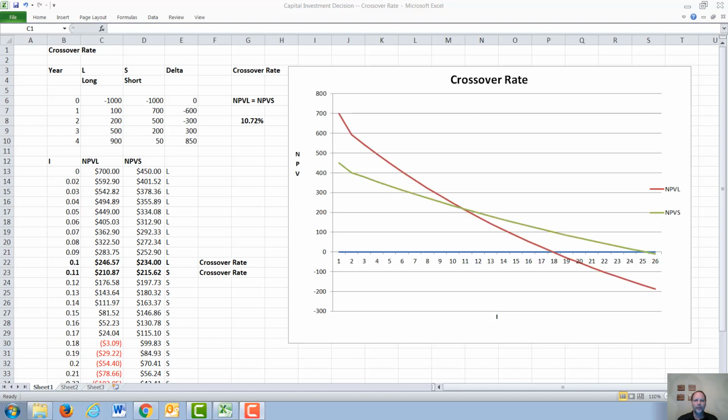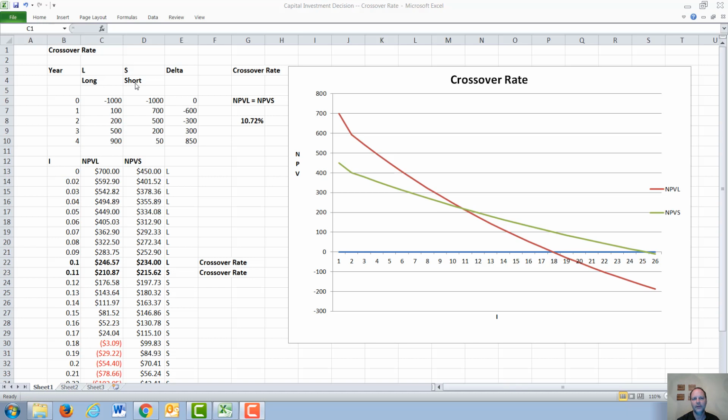In this video, we are going to calculate the crossover rate. For a crossover rate to exist, we have to have two different projects with both timing differences and scale differences. By timing differences, we mean the cash flows occur at different times. We're going to look at project L and project S.